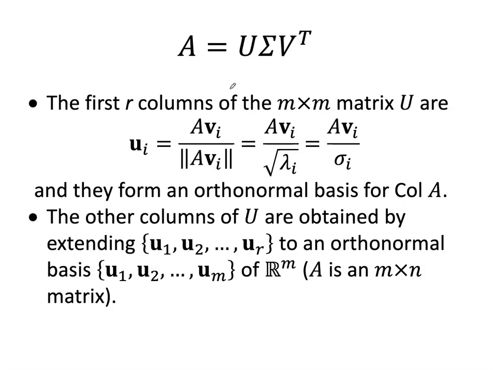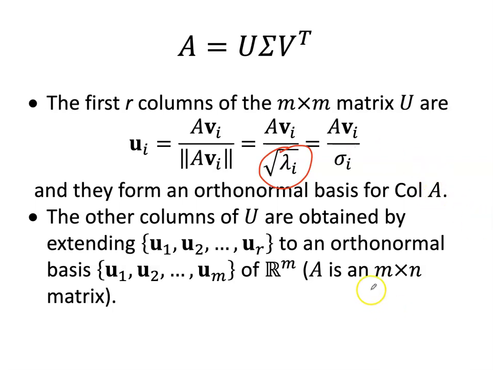What's U? The first r columns of the m by m matrix U are u_i equals Av_i over the length of Av_i. In other words, Av_i over the square root of lambda_i. We saw that the length is equal to the square root of lambda_i. That's Av_i over sigma_i, and they form an orthonormal basis for the column space of A. The other columns of U are obtained by extending u1, u2, and so on up to u sub r, where r again was the rank of A, to an orthonormal basis u1, u2, and so on up to u sub m of R^m.